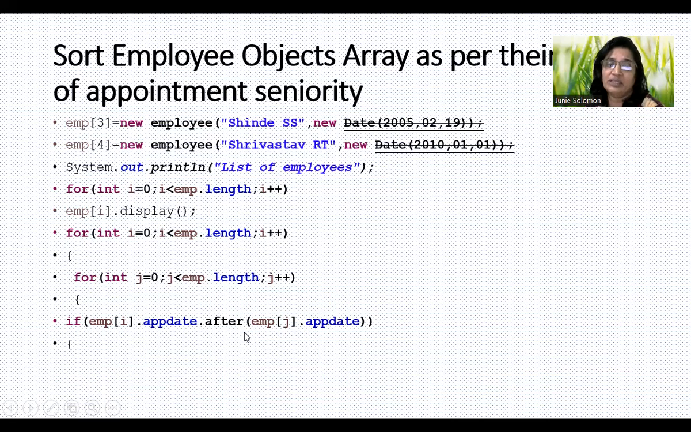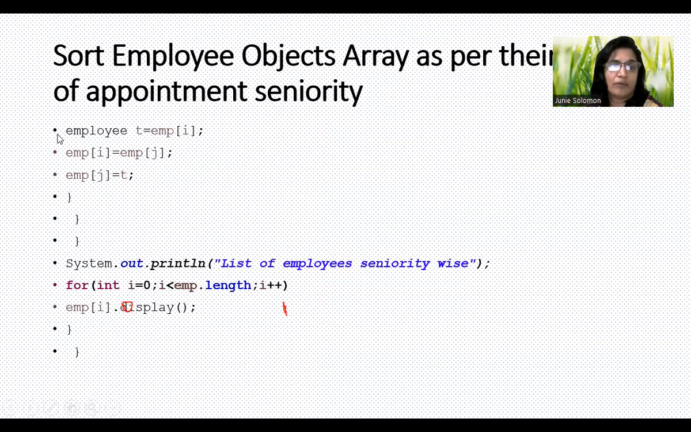You see here, you are starting from 0. So if you are giving employee of 0, then the one after means employee of 1. You see, right? If the one you take as this is after the other, then what you have to do is swap it. You have to swap that.